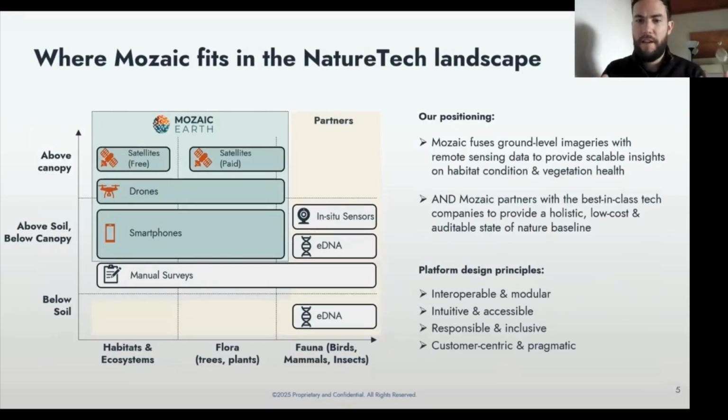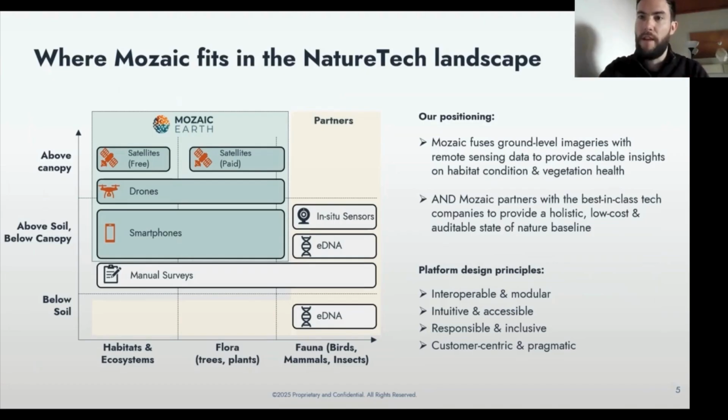I always find it quite useful, in this big landscape of nature tech, to position a little bit where we are from a Mozaik standpoint and where our core expertise is. And I like to think about the nature tech landscape in a very simple 2x2. If you think about scope, there is habitats, ecosystem, structural assessments. There's the whole flora aspect, plant diversity, trees, and then there's the fauna aspect on the right-hand side.